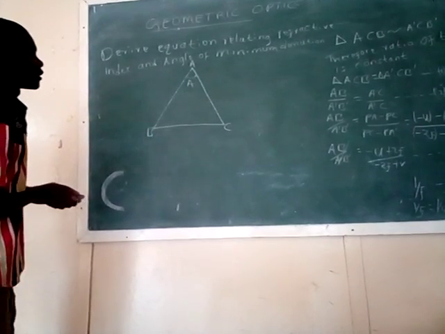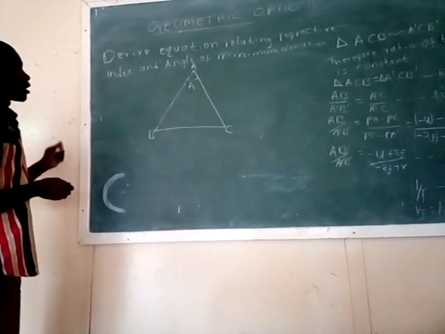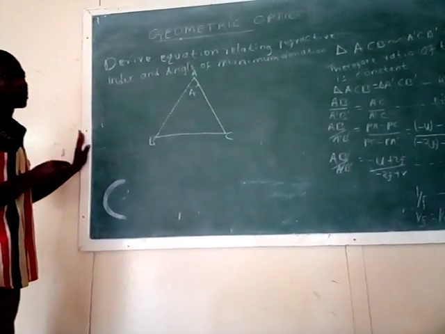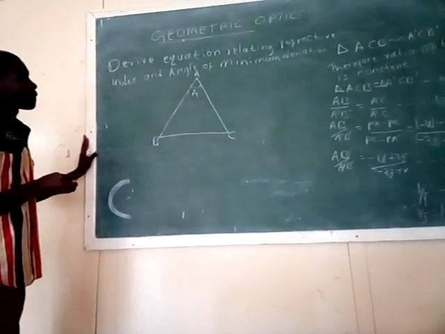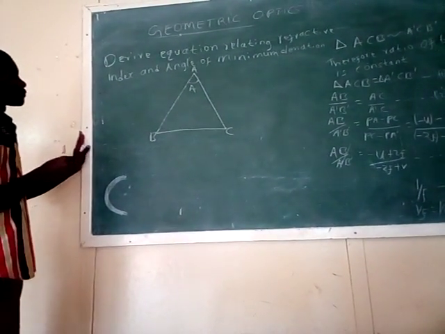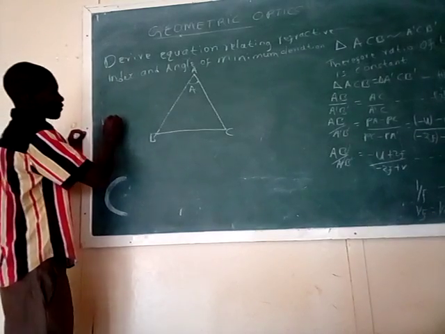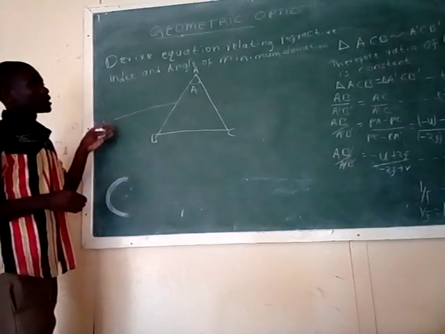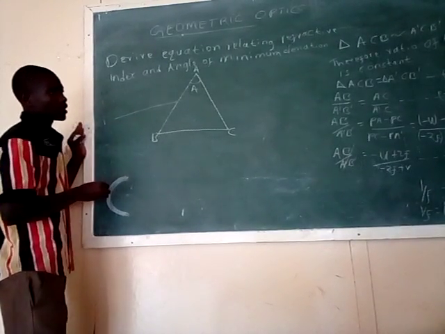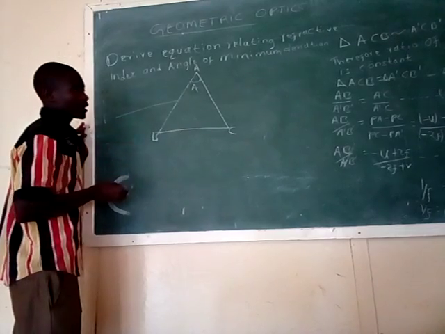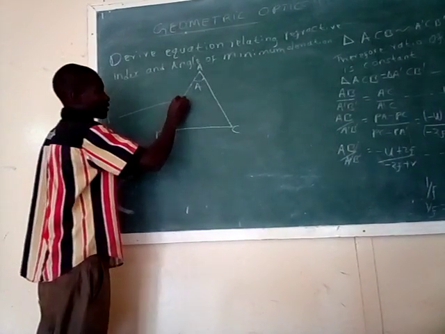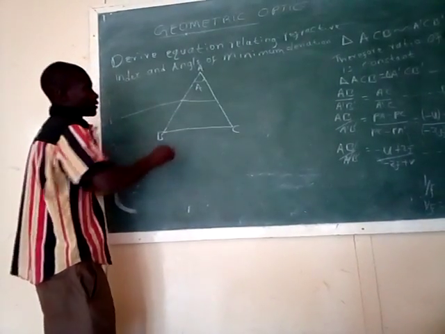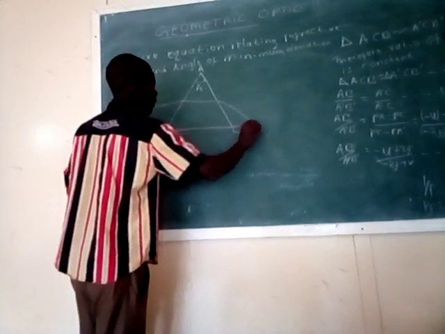We want to derive the equation relating refractive index and angle of minimum deviation. First of all, you consider a ray of light being incident on the surface of the prism. After striking the surface of the prism, this ray of light gets refracted and then emerges out.